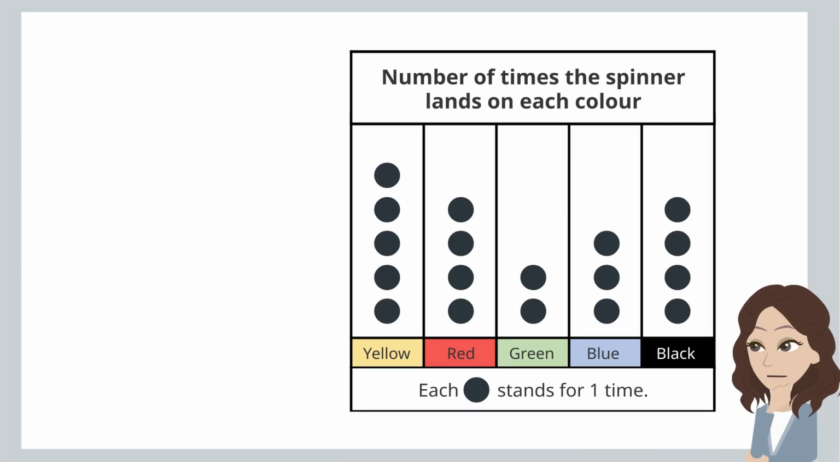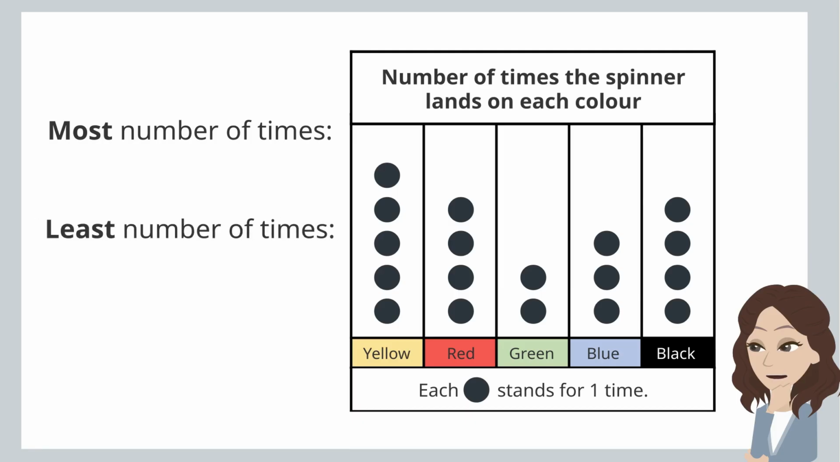Now, looking at the pictogram, which color did the spinner land the most number of times on? Which color did the spinner land the least number of times on? Which two colors did the spinner land on the same number of times? Pause and discuss with your friends.